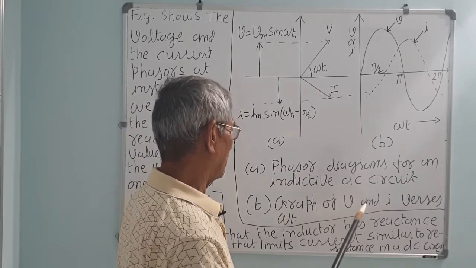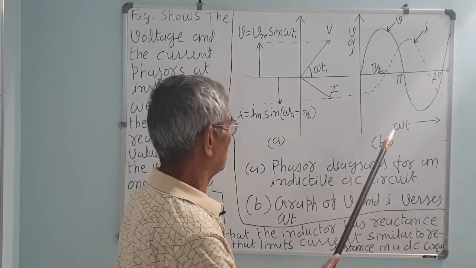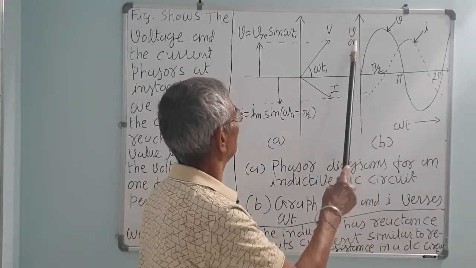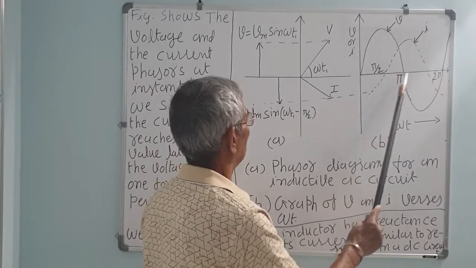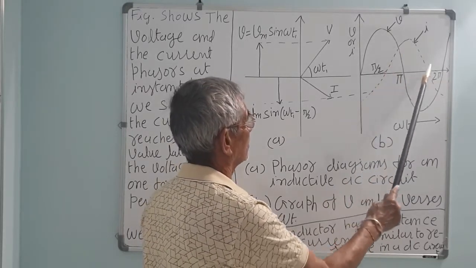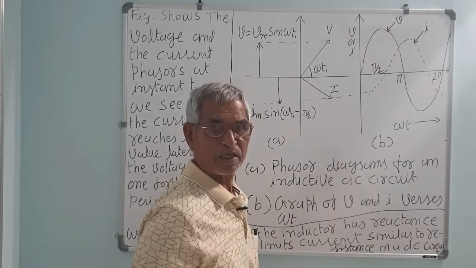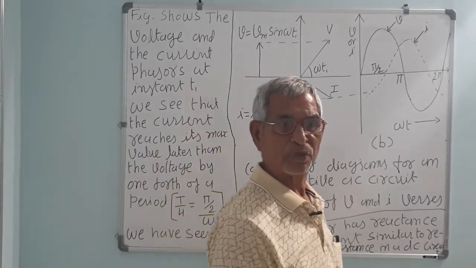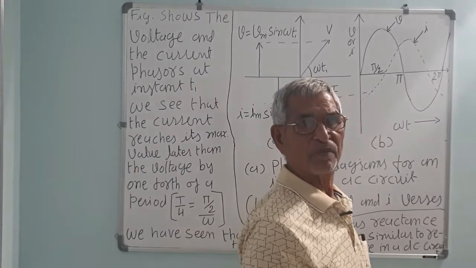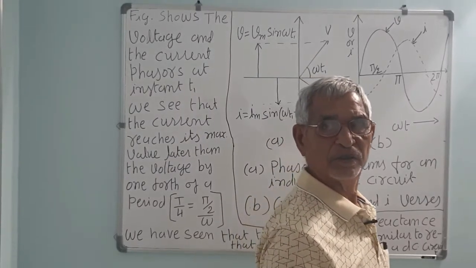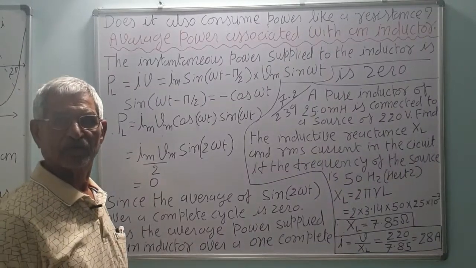The graphs of V and I versus omega t. This is omega t and this is either V or I. This is the sinusoidal voltage, and this is the sinusoidal current. The current is lagging behind the voltage by pi by 2 in phase, or the voltage is leading the current in phase by pi by 2 in an AC circuit.